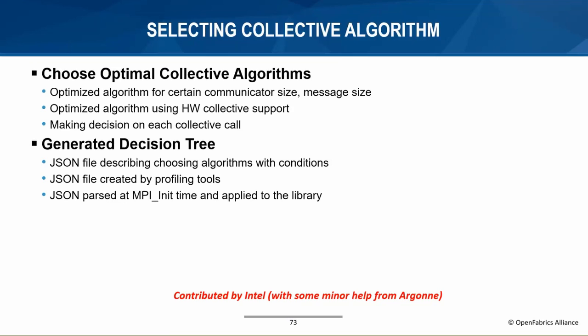The user can actually use some external tools to do some profiling runs on the machines and come up with the parameters that guide the decision. All this can be generated into a JSON file, which in turn is parsed by MPICH at initialization time. So after MPI init, it will have an internal decision tree for choosing algorithms, and then at runtime, it can make these decisions on the fly. Okay, so next slide, please.